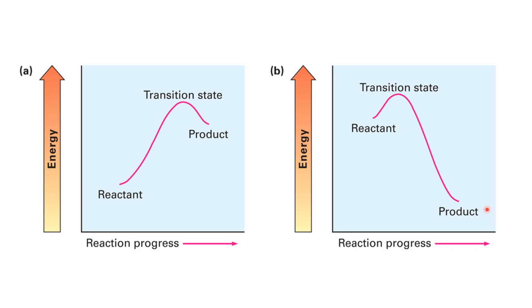So Hammond postulate says the transition state may be closer in terms of the geometric structure to the nearer energy state. So that means in exothermic reactions, the transition state may be similar in shape or structure to the reactant. In comparison, in endothermic reactions, the transition state may have similar geometry to the product rather than the reactant. So this is the Hammond postulate.